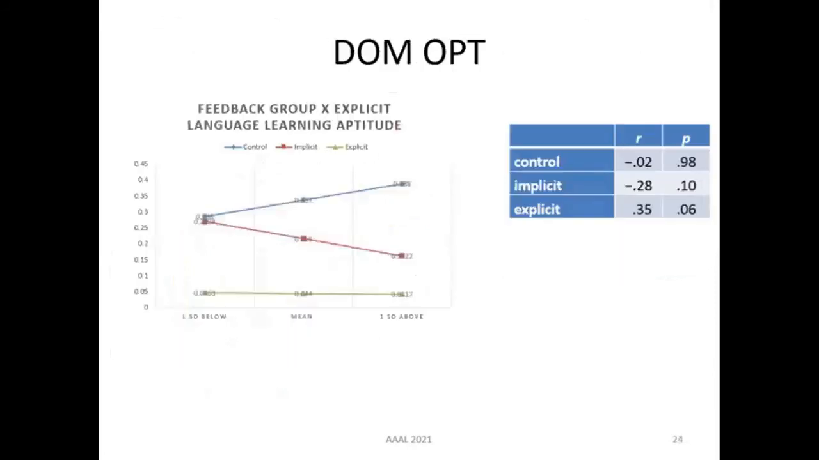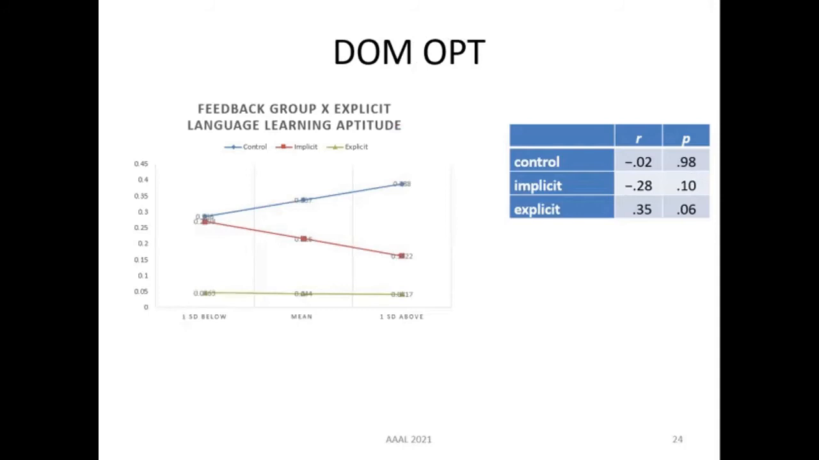The other interaction we found was between explicit language aptitude and feedback group in differential object marking scores on the oral production test. The correlation analysis shown on the right side of the screen didn't reveal any significant relationships, but the relationship between explicit language learning aptitude and learners' performance in the explicit group approached the level of significance.